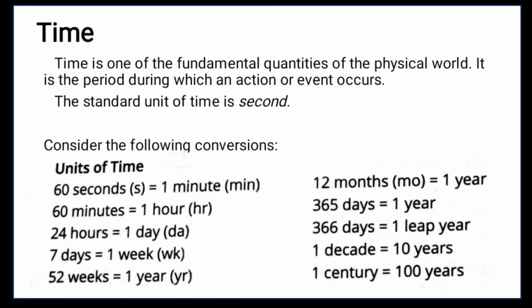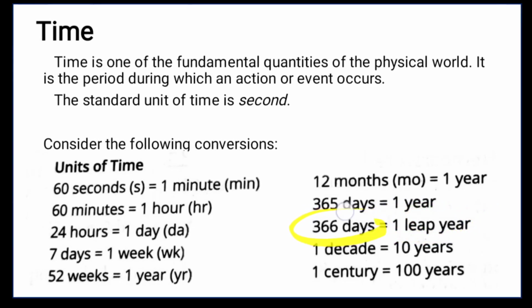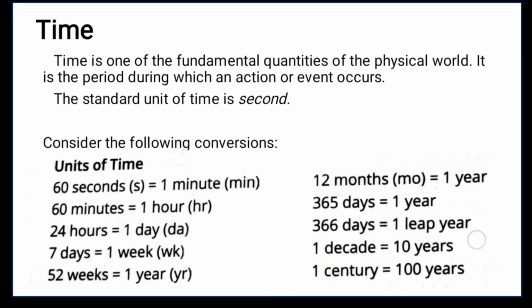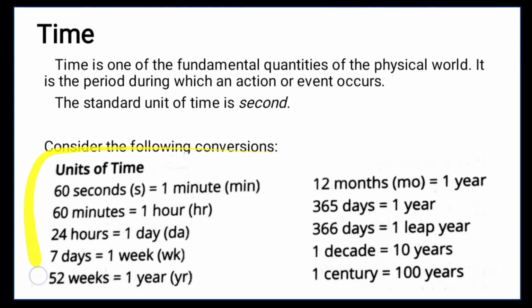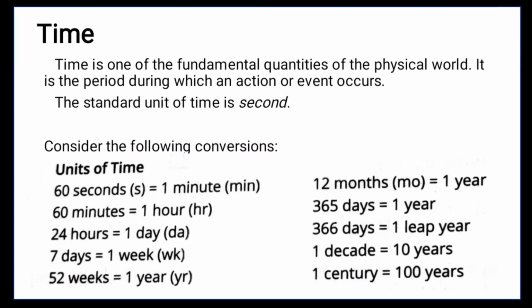366 days is equal to 1 leap year, because of February 29. That's why we add 1 to 365 days, and it becomes 366 days. Then 1 decade is equal to 10 years, and 1 century is equal to 100 years. You have to be familiar with the following conversions for units of time.